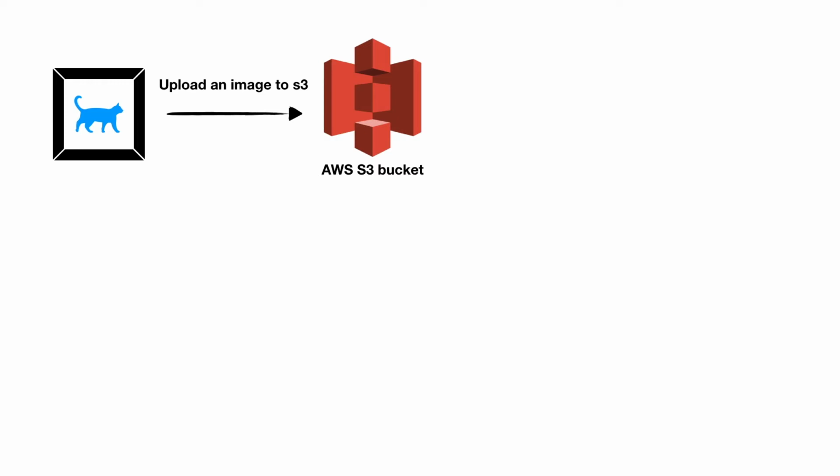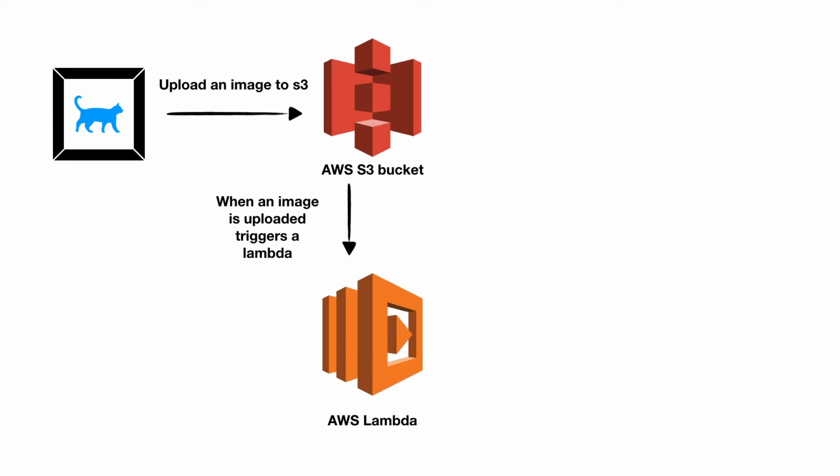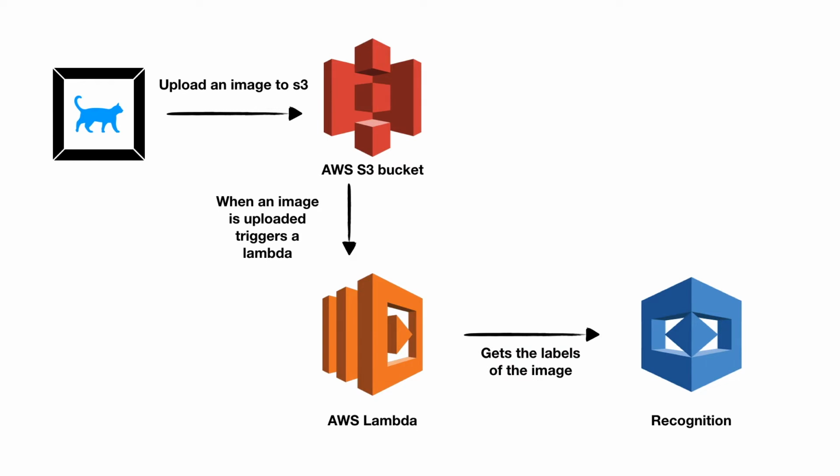So let's start by looking at what we are going to build. The first thing we are going to do is upload an image to S3. It can be a cat or anything else. And when there is an image there, that will trigger a Lambda. And that Lambda will call the Rekognition service using the AWS SDK to get the labels of the image. If the image has a cat in the labels, then we will remove the image from the bucket using also the AWS SDK. So it's a pretty simple scenario.